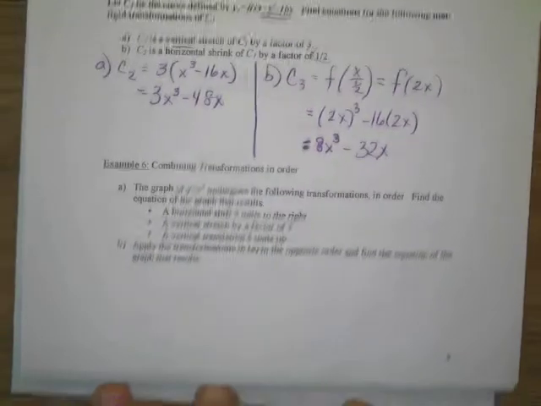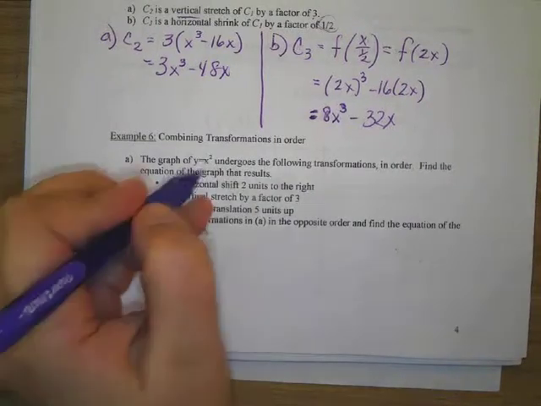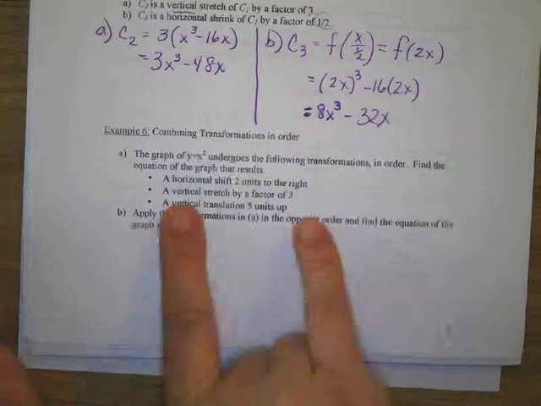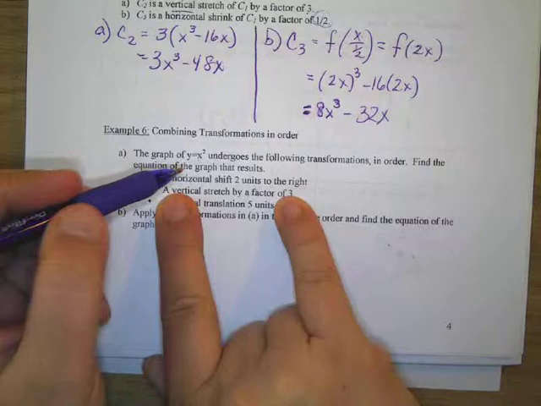Okay. Example 6. We're going to do some transformations. We're going to do it in a specific order. And then the next part is we're going to undo it. We're going to do them in the reverse order and see if it matters. We're really going to look and see, does order matter? So, we're going to start with x squared. That's our parent function. And now this one tells us to do a horizontal shift 2 to the right. So how do I write that?